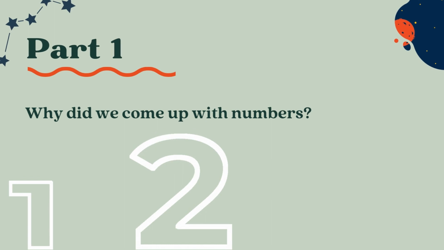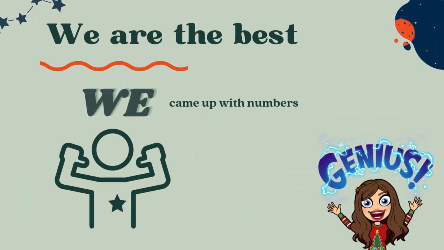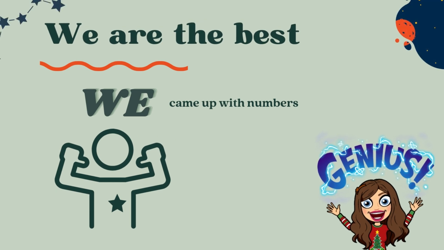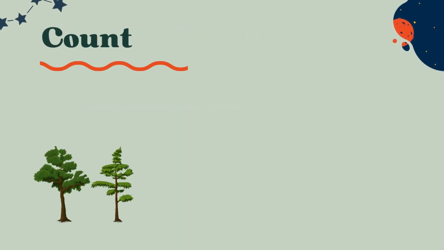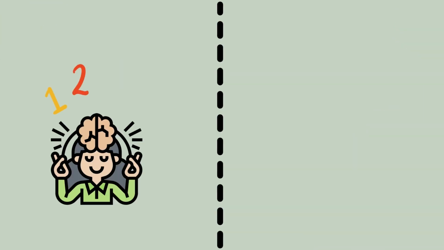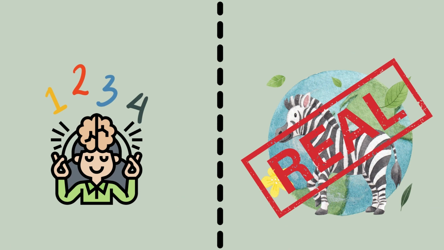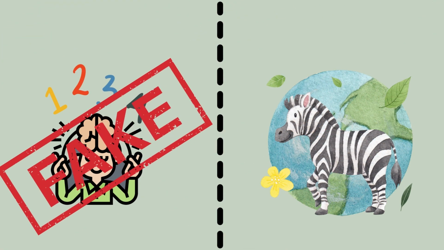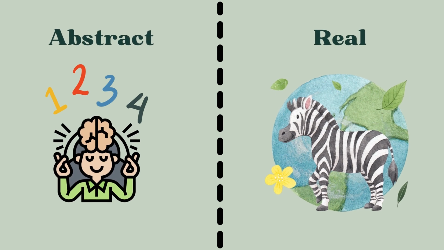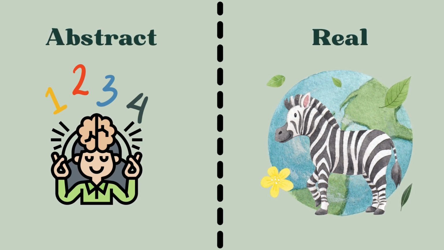First and foremost, why did we come up with numbers? We came up with numbers in order to count real things like trees and cows. So numbers are abstract and cows and trees are real. Abstract things live in our head. Real things live in the real world. If we disappeared tomorrow, vectors and numbers would disappear with us, but cows, trees, and gravitational force would stay.